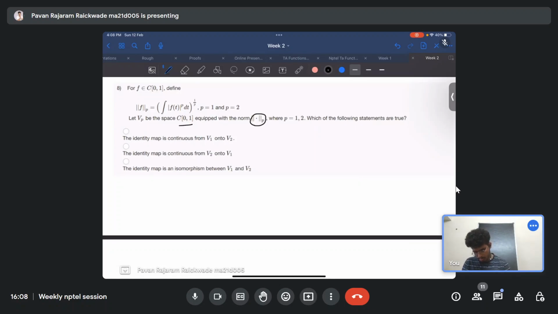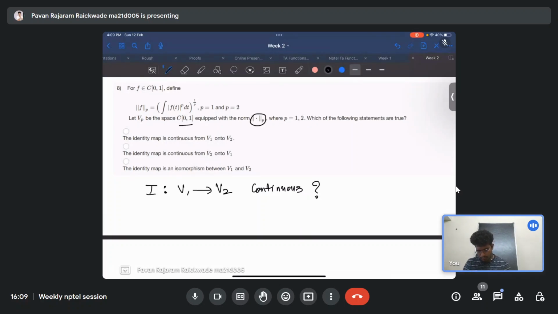So we'll check the first option. What we want to check is, does the identity map from V1 to V2 continuous? That's the question. Any guesses? Or if anyone tried, what's the answer? We can show with the norm inequality, norm in V2 is less than or equal to norm in V1. Yeah, correct. So basically, continuous means bounded, because it's a linear operator. So yeah, you are correct.